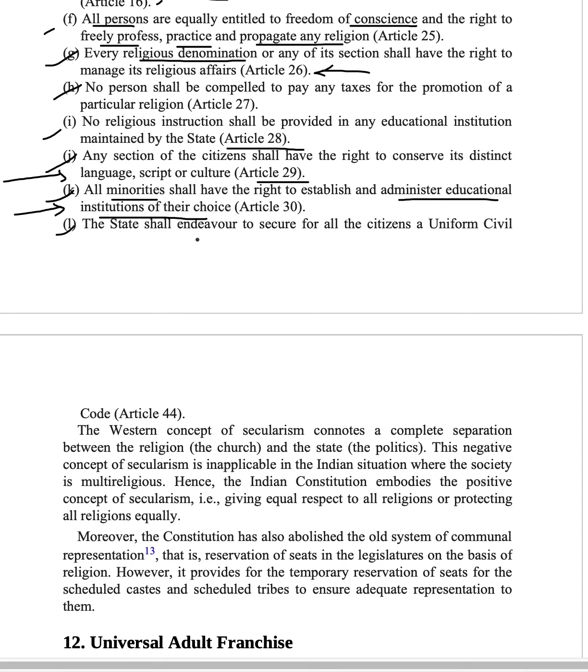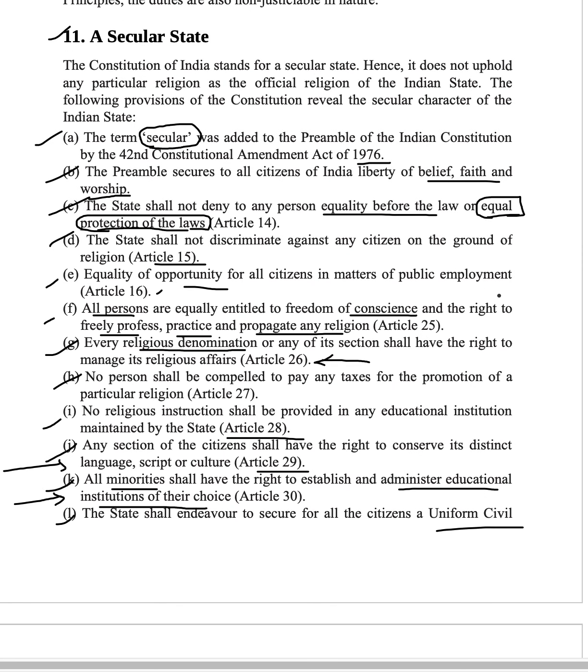Then the state shall endeavor to secure for all the citizens a uniform civil code. This is Article 44. So this is a DPSP, and it's not enforceable in a court of law. However, all these are the fundamental rights of all the citizens.